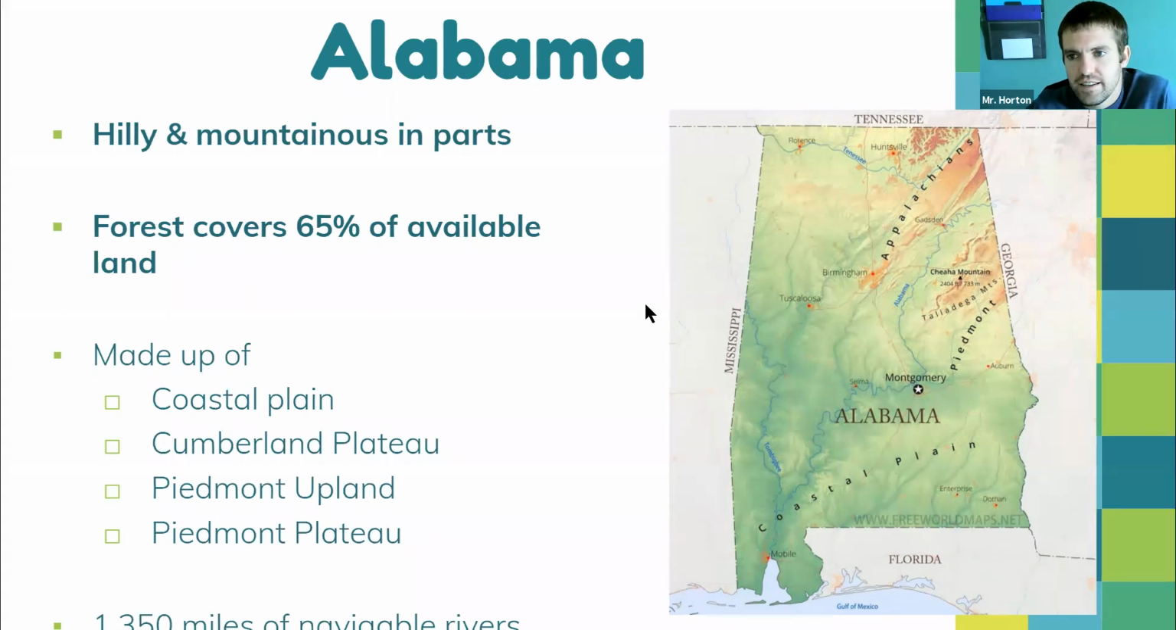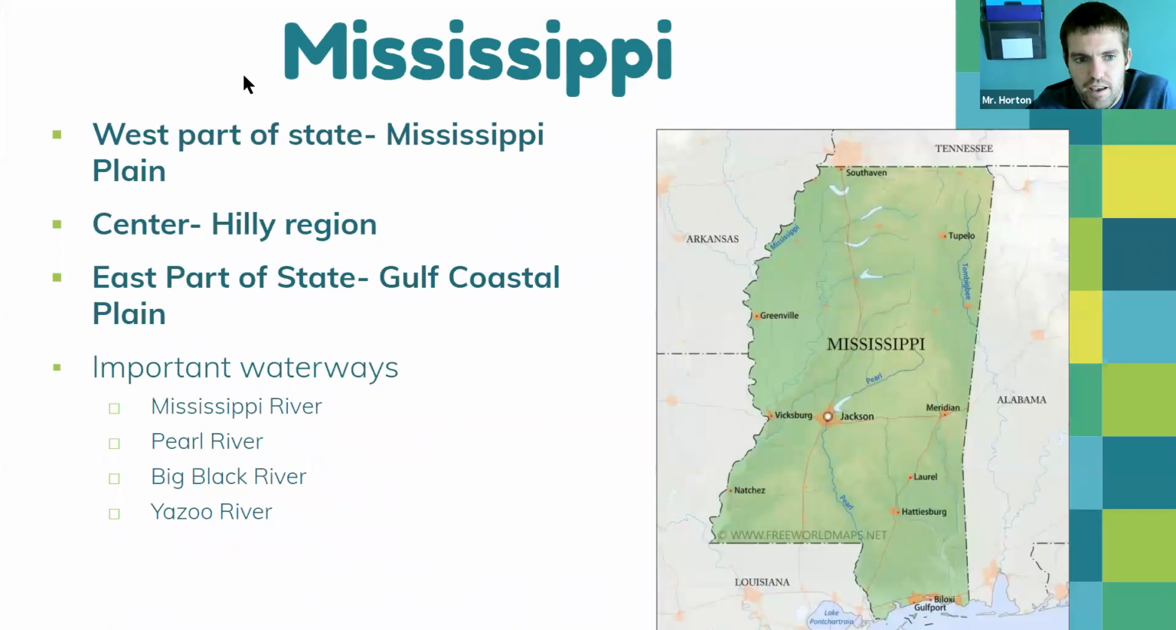Our next state is the state of Mississippi. For Mississippi, you can just say it's divided into three regions. That's all you need to put down. Mississippi, divided into three regions.